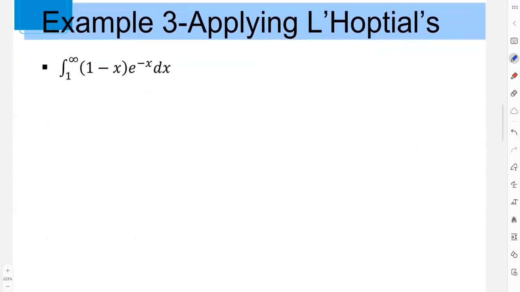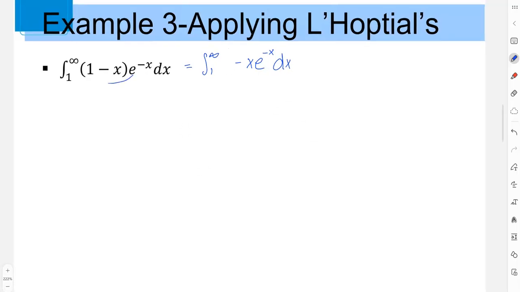So let's make it a little bit more interesting. We're going to look at this guy. I am going to rewrite this. This is the integral from 1 to infinity, and if I distribute, I would have 1 minus x times e to the negative x dx. And we're going to think about integrating each of those pieces separately. When I distribute, this is e to the negative x. Sorry about that.